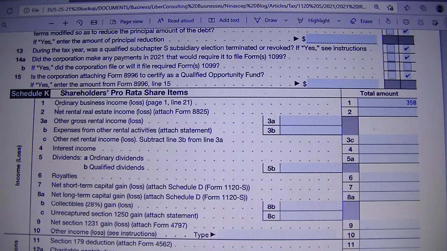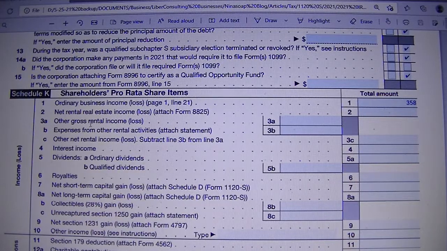So now Schedule K, line 1, ordinary business income or loss will be from page 1, line 21, which is 358. Net rental real estate income. So if you have real estate income, you'll complete Form 8825, and the amount from that form will go to line 2, otherwise you leave it blank. Line 3A, other gross rental income or loss. And line 4, interest income. Line 5, dividend. 6, royalty. 7, net short-term capital gain.